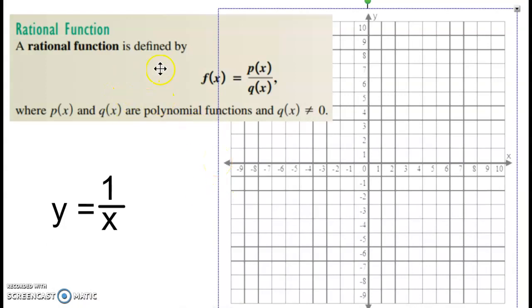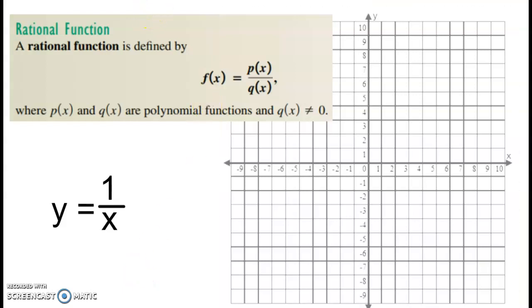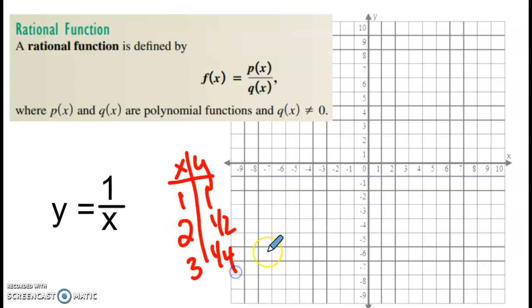Rational functions in general are a polynomial over a polynomial. However, the denominator can't be 0. So your basic rational function is y equals 1 over x. If you want to think about what that looks like, I can't put 0 in, right? I'll start with 1. 1 over 1 is 1. 2, 1 over 2 is a half. 1 over 3 is a third. 1 over 4 is a fourth.